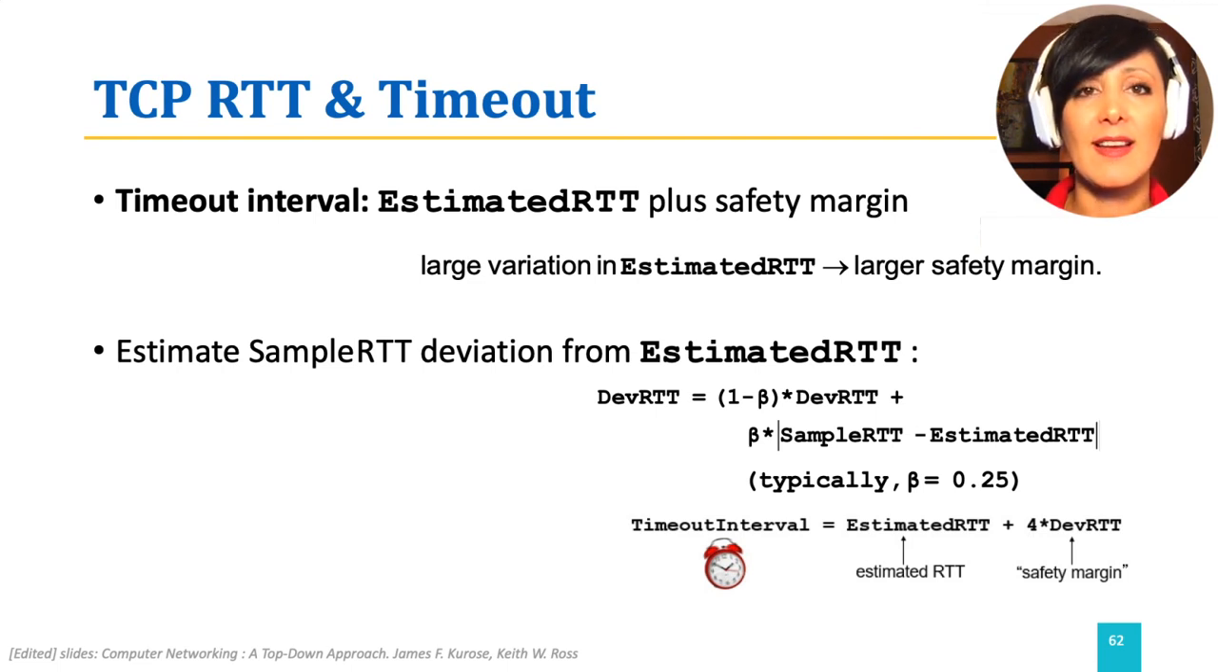We can then calculate the timeout interval: add to the estimated RTT 4 times the deviations of the RTT as the safety margin to help avoid early timeout.